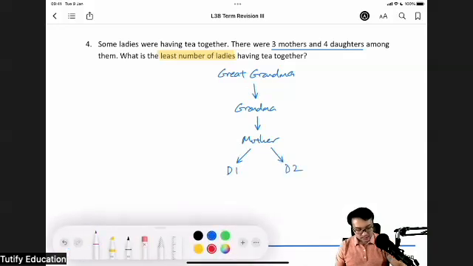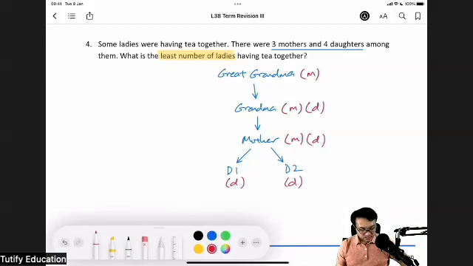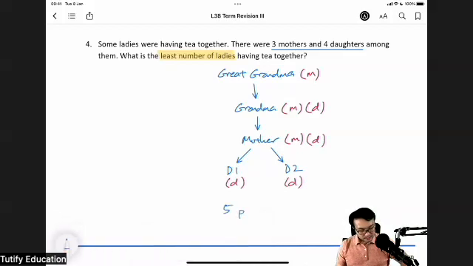And we realize that this great grandmother, she's a mother. She's the mother of grandma. And grandma is the mother of mother. Mother is the mother of daughter number 1 and daughter number 2. We also realize that grandma is the daughter of great grandma. Mother is the daughter of grandma. And of course, these two are daughters of mother. We will still end up with 3 mothers and 4 daughters. There will be 5 ladies in the room having tea together. Well done, Abby.